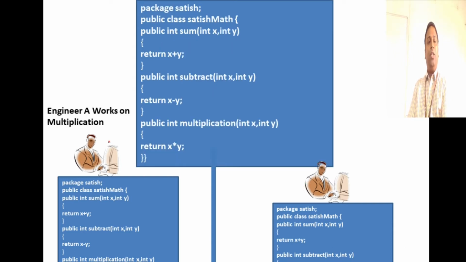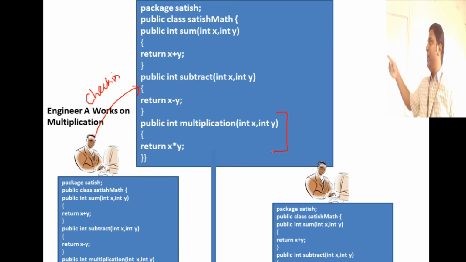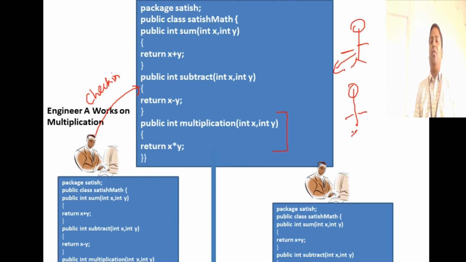Now this guy, engineer A, finished his changes, right? So what he is going to do is just check in. You can call that a check in, or he moves the changes to the server. So what are the changes? The multiplication function is getting added to the server. So now all the real people will start using this multiplication function. Everybody is happy with the multiplication function.